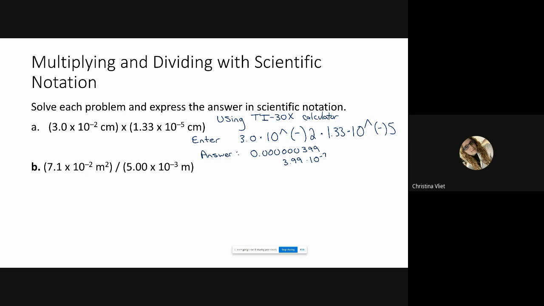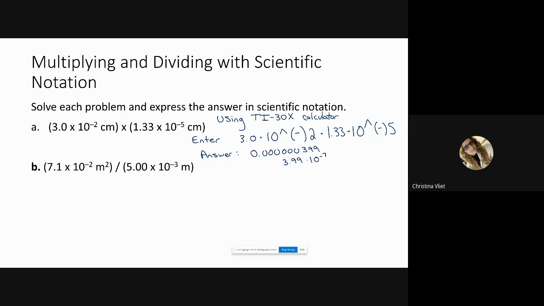Yeah, that's it. It's just the way it is, 3.99 and then the 10 to the negative 7. You're gonna have to recognize that your calculator does it like that. That says plus, not multiply. You'll probably need to use this, the X to the box where you plug in the number.